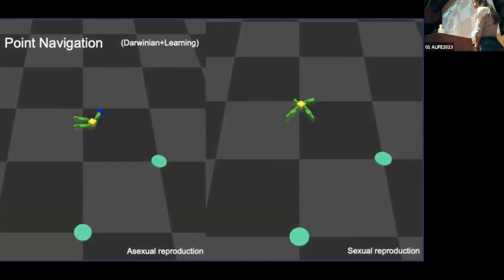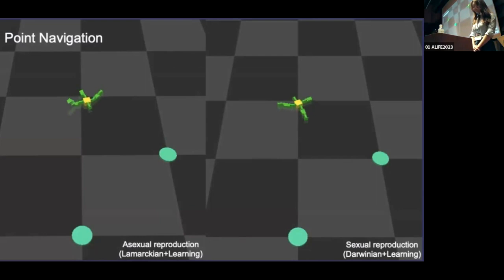Using Darwinian evolution, these are the best robots produced by the 2 reproduction methods for the task of point navigation. In contrast to the Lamarckian framework, here the one produced by sexual reproduction reaches its targets faster. Now we compare the asexual robot produced by the Lamarckian plus learning framework against the sexual robot produced by the Darwinian plus learning framework. The winner is Lamarckian evolution with asexual reproduction.